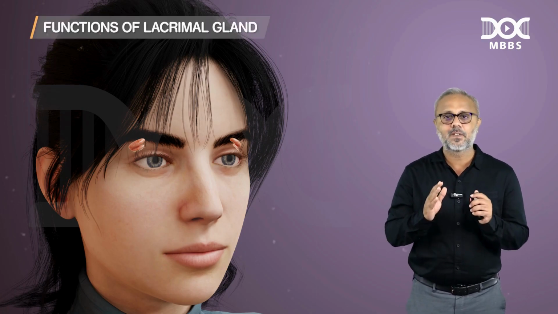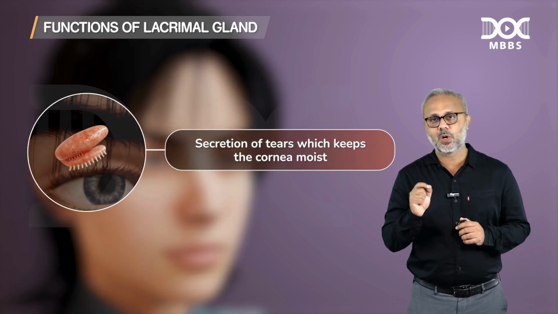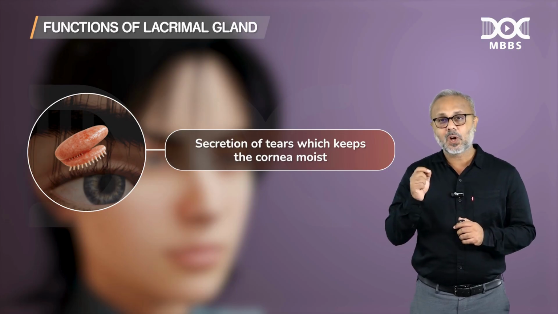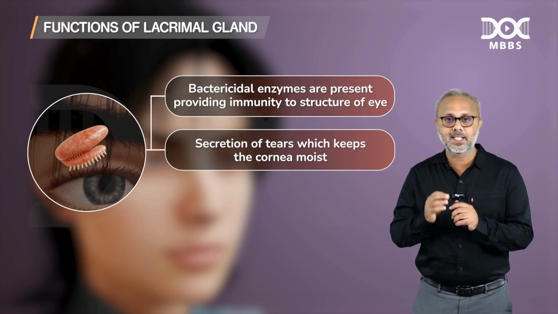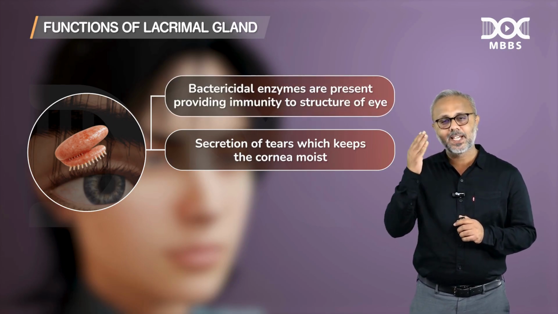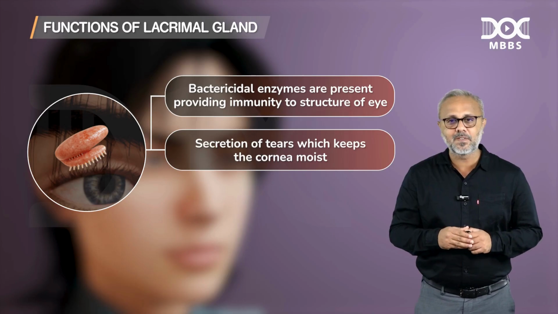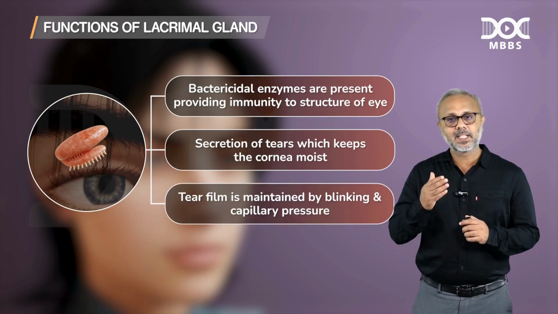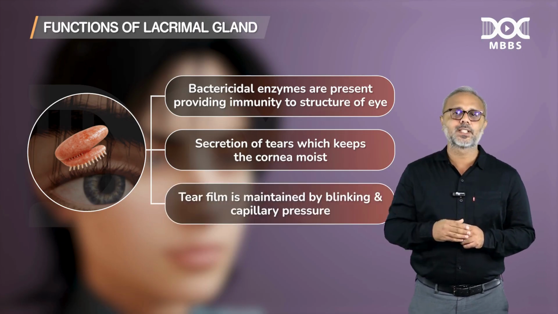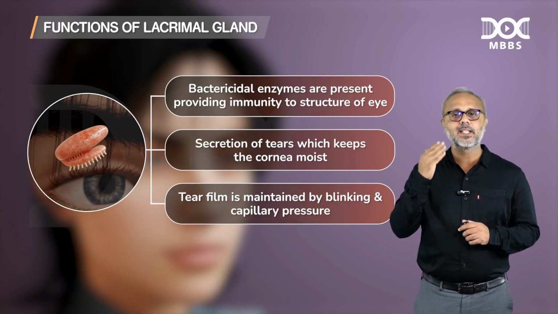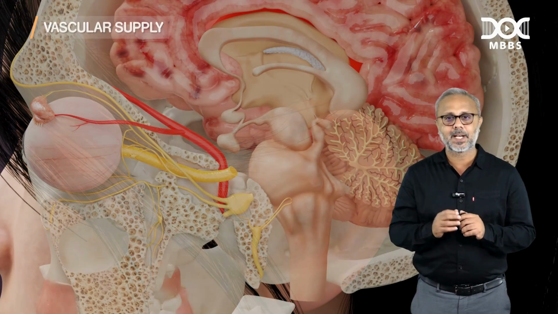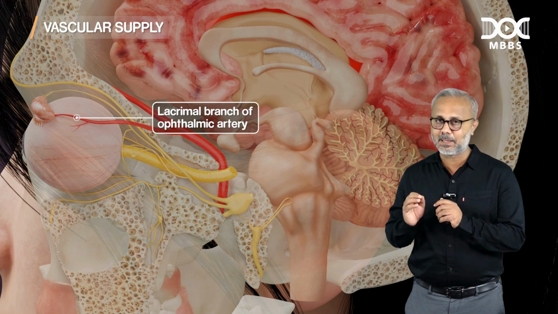The function of the lacrimal gland is secretion of tears, which keep the cornea moist. The composition of the tears is bactericidal. It also helps in performing the immune function of protecting the structures of the eye, right? The tear film is maintained over the surface of the cornea mainly by the blinking action and the capillary pressure. Now, the lacrimal gland is supplied by the lacrimal branch of the ophthalmic artery.